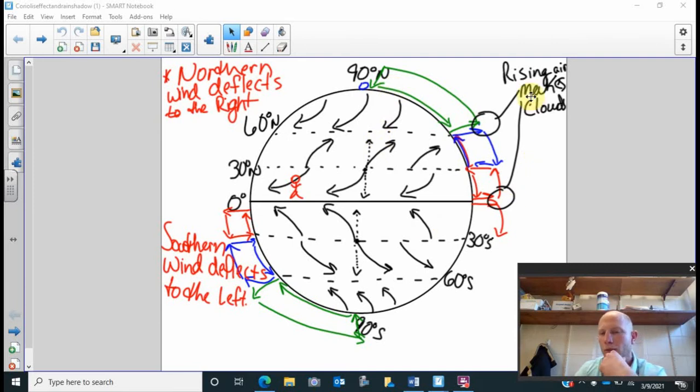And so you'll see I have a couple notes on the side. So it says rising air makes clouds. So as this air gets heated, right? It's really hot air. What else is going on down here at the tropics? We know it rains a lot. Well, why does it rain a lot?